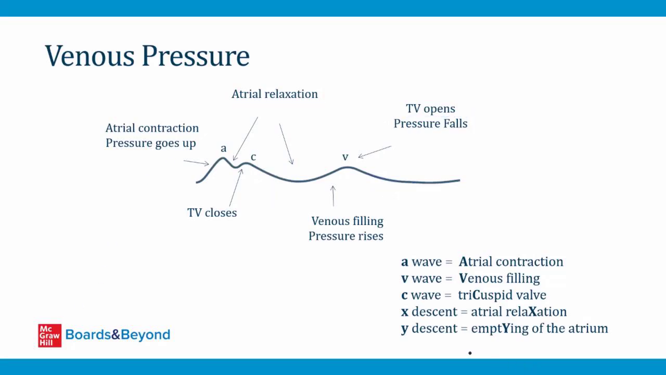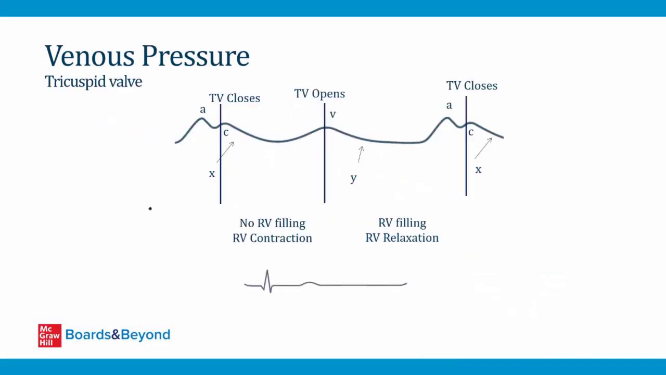Down at the bottom right side of the screen, I've shown a handy mnemonic you can use to remember all these things about the venous pressure curve. The A wave is atrial contraction, the V wave is venous filling, the C wave is caused by the tricuspid valve closing, the X descent is from atrial relaxation, and the Y descent is from emptying of the atrium through the open tricuspid valve into the right ventricle.